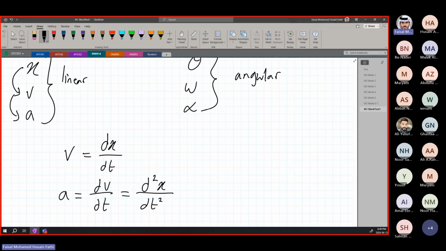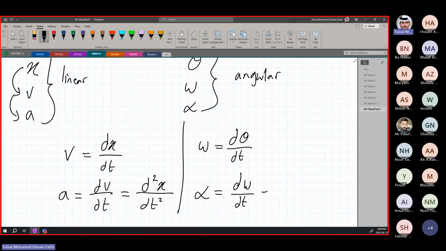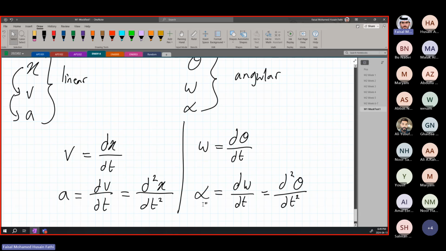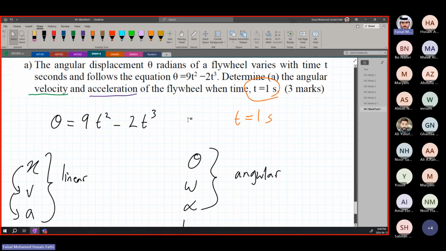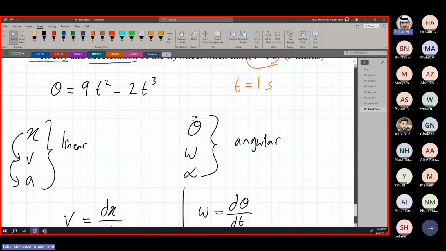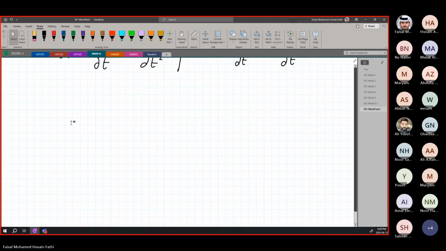Same thing again with angular. It is the same exact concept. So omega is equal to d theta by dt. And alpha is equal to d omega by dt, which is equal to d2 theta by dt squared. Okay? Again, you don't have to memorize alpha and omega in the exam. You could just put a and v. I don't think they will care that much about it. But the usual notation for angular is in this way. So now we can simply solve this very directly and easily.